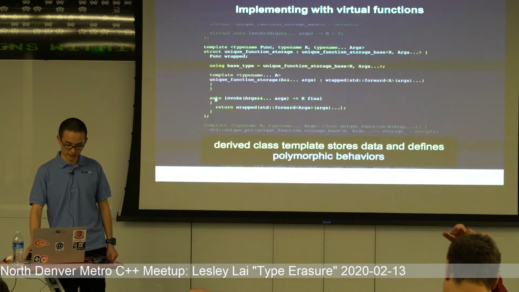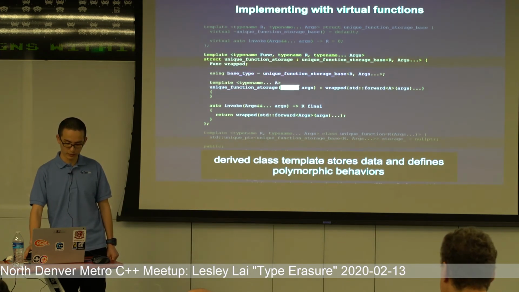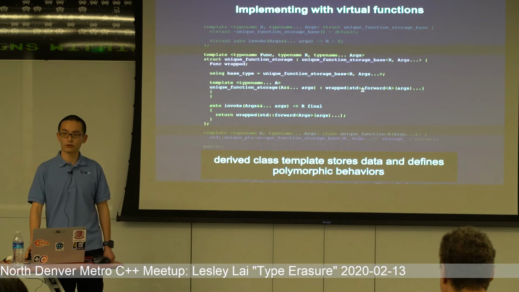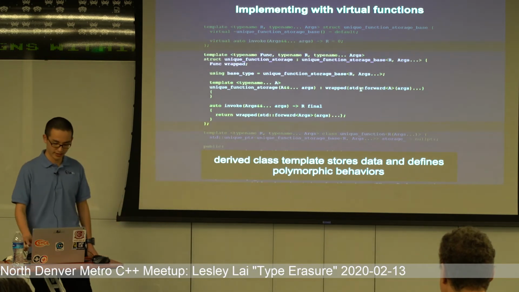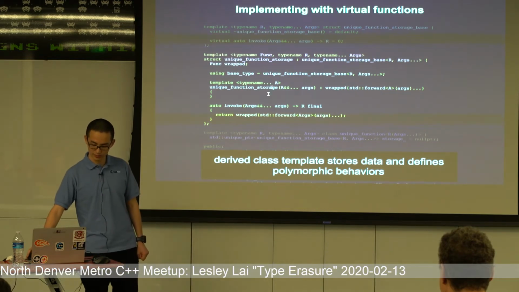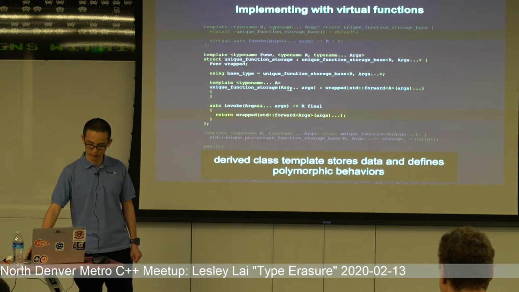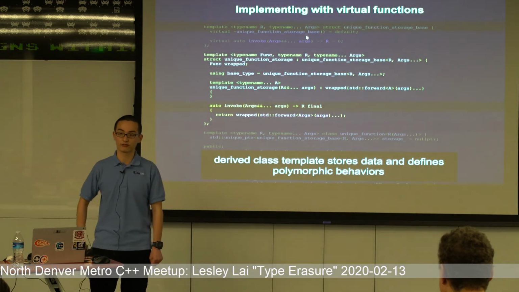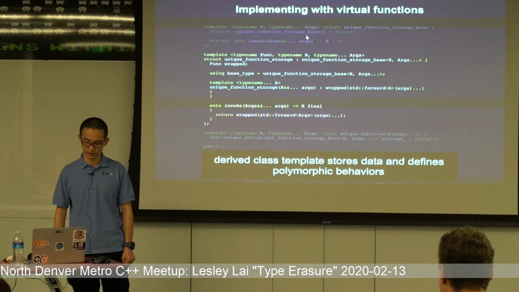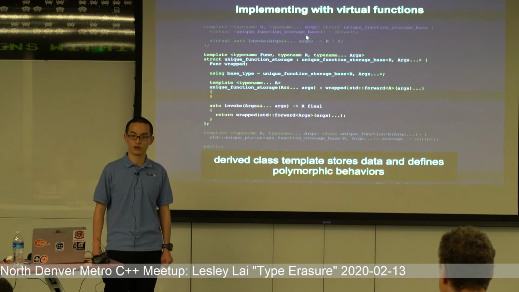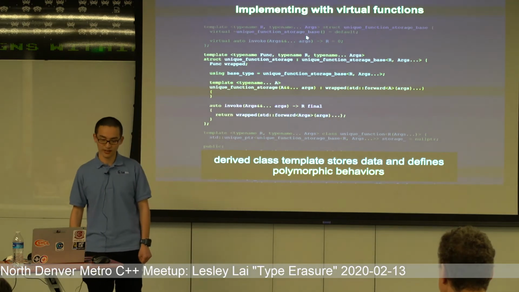For the constructor, we just pass the arguments in, just like what your lambda captures, and then construct a wrapped function object in it. For the invoke function, it's the same process: we forward all the arguments into the wrapped function. For people who are not familiar with variadic templates, forwarding references, and std::forward, there are talks about that.